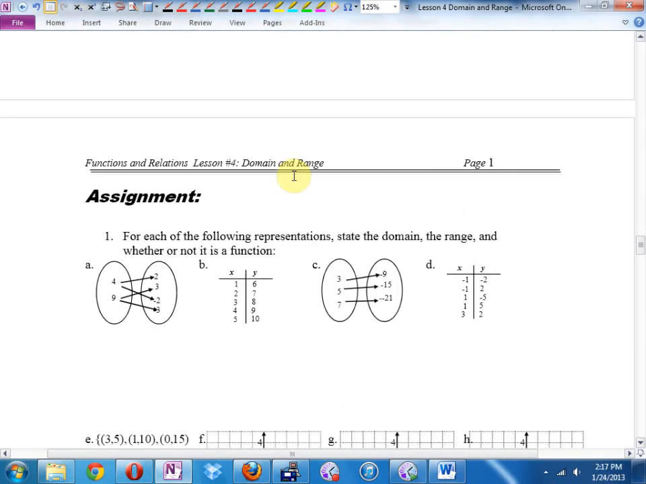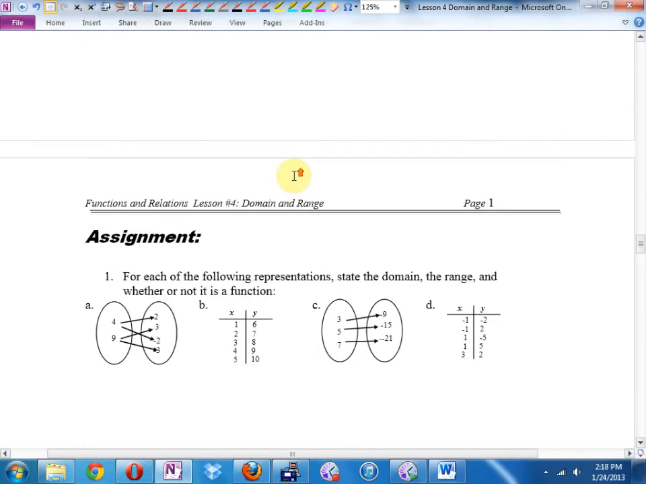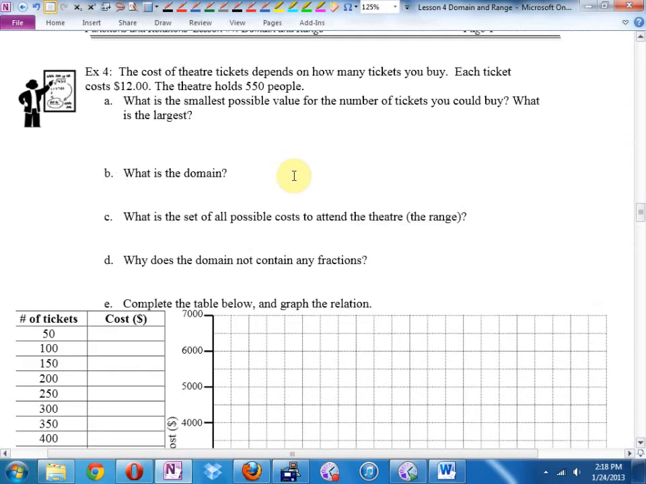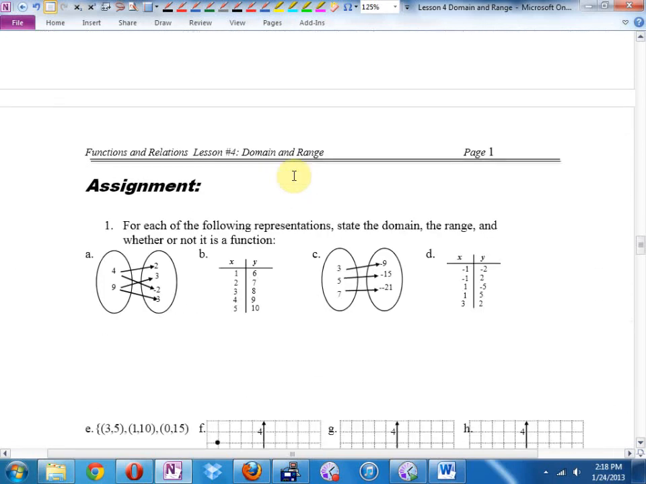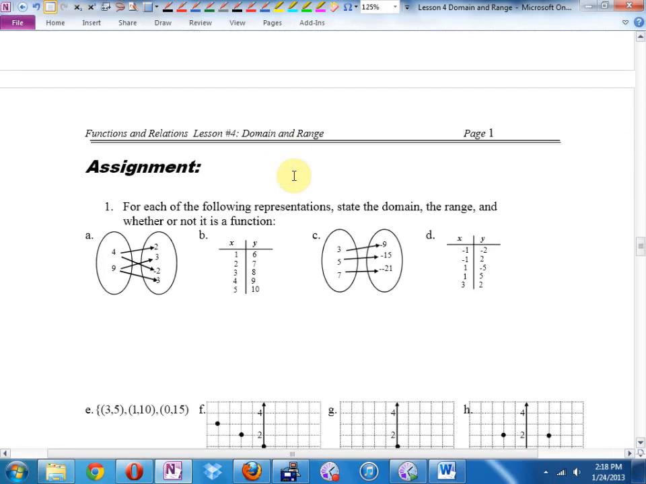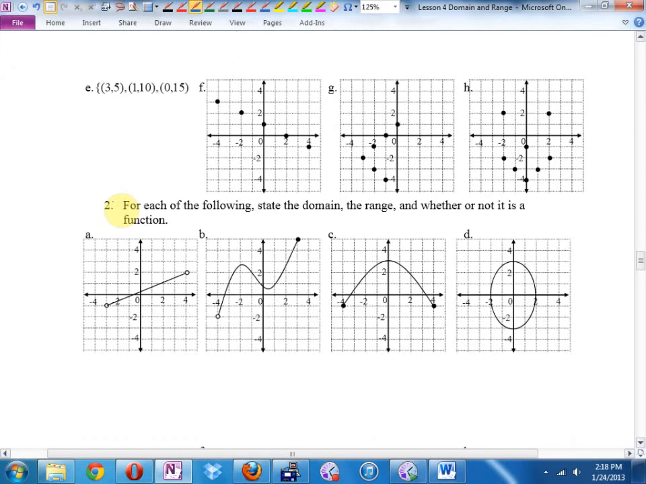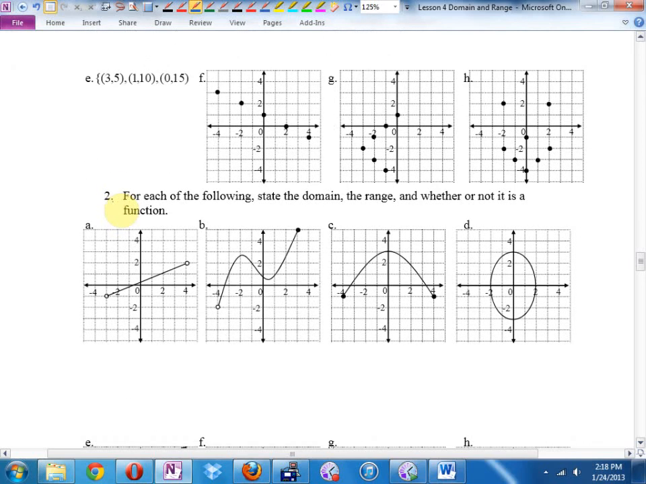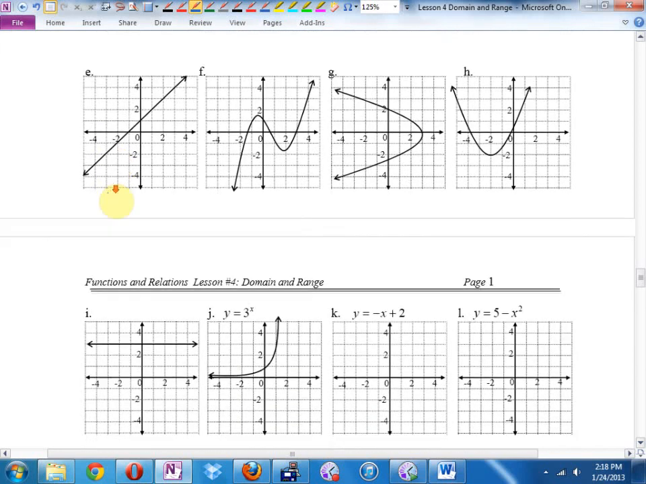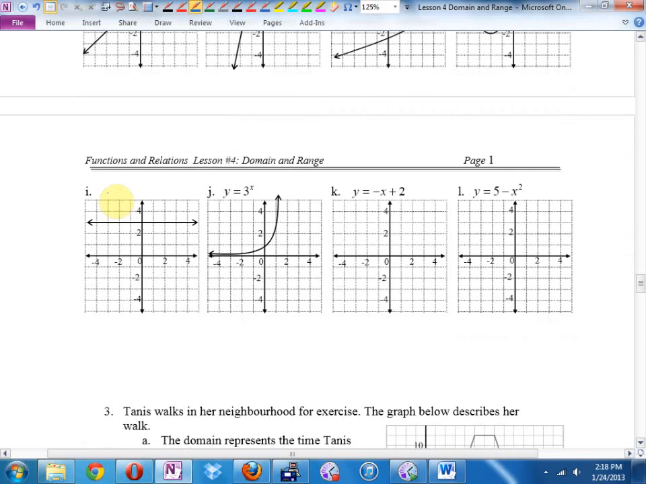Okay. I'm going to modify things a little bit. I think I'm going to pass on example 4 for a second. What's your homework? You got a few things to throw at you. Try number 1. You can try number 2, except you can cross out on the next page 2K and 2L.